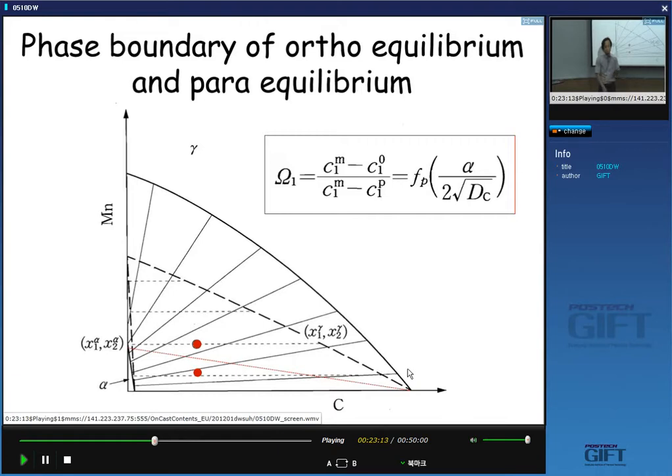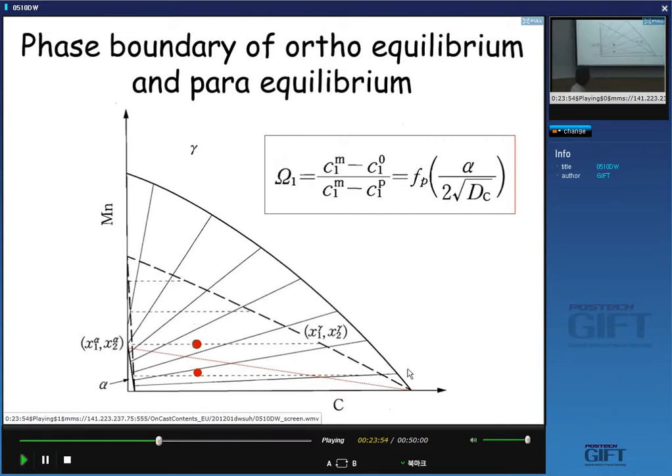When you look at these two points, this one and this one, both phase boundaries coincide with each other because this line means the iron-carbon binary system. So in the iron-carbon binary system, there is no difference between the para equilibrium and ortho equilibrium. There is no substitutional element. That's why these two points coincide.